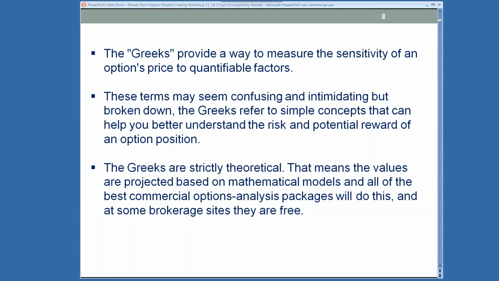So the Greeks, they're strictly theoretical, so that means that the values are projected based on mathematical models, and all of the best commercial option analytics packages will have this for you. So your brokerage sites, the good ones, the option sites, should have really good analytics for the Greeks. And I like to use Thinkorswim, and that's what we'll be using today. And it's a free platform, but it's got really great option analytics. So if you don't have a good platform, if you can get your hands on Thinkorswim, it's a good one. And again, it is free.